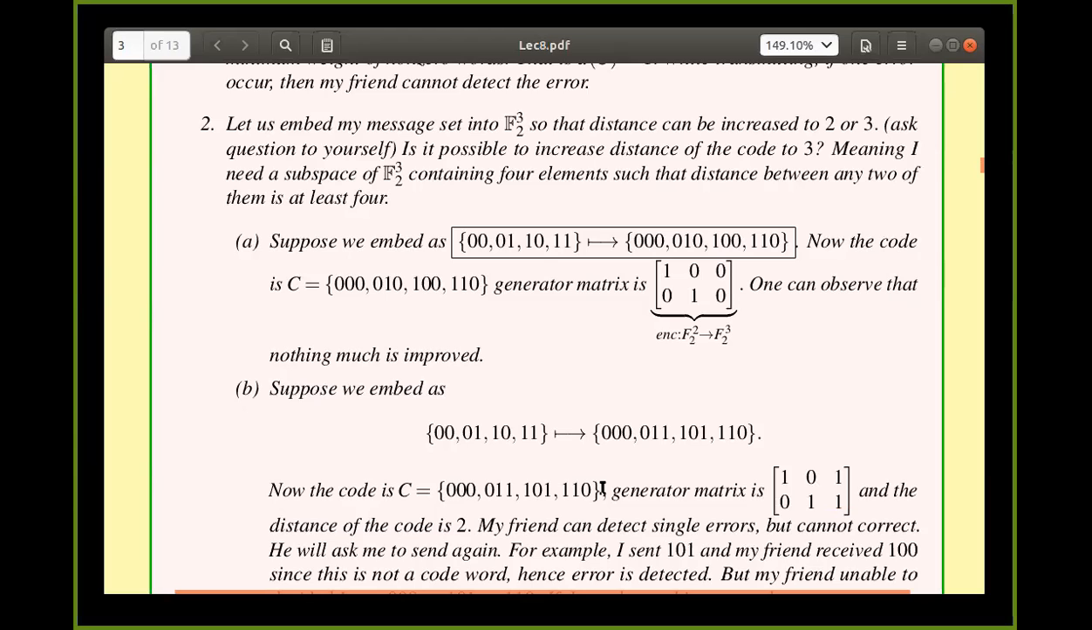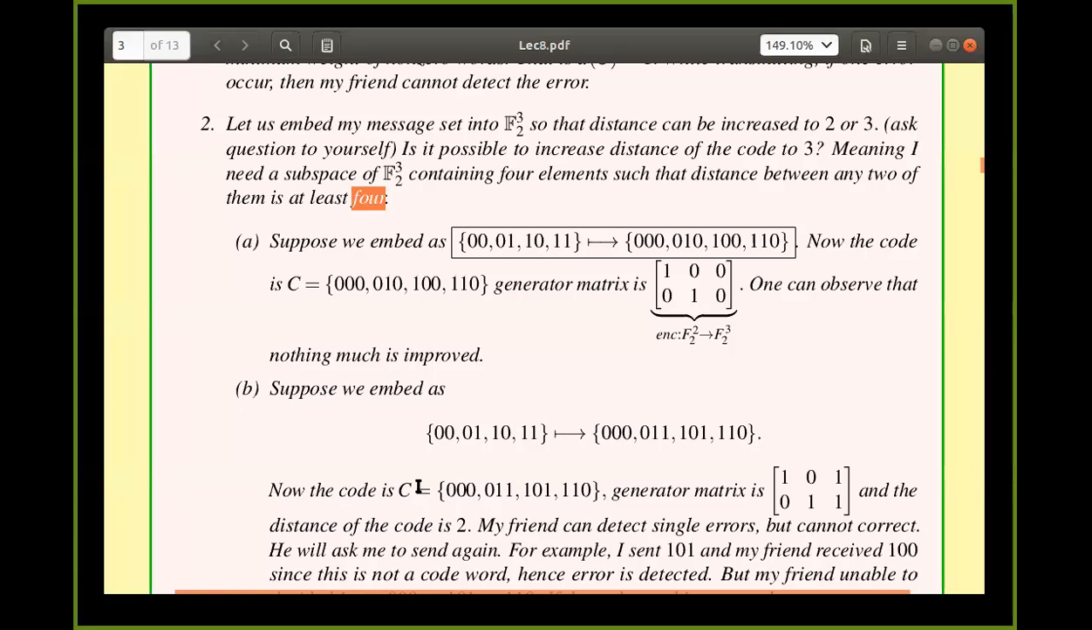Sorry, sir, but in point number 2, it is written that the distance between any two of them is at least 4. Shouldn't it be 3? Right, that is what I told. There is a mistake, there is a typo. Yeah, I told that. Okay, fine.